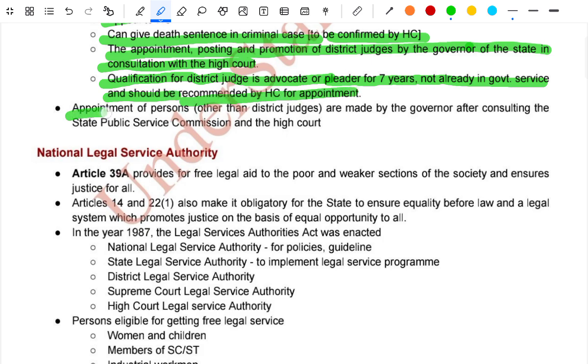The appointment of persons other than district judges is made by the Governor after consulting the State Public Service Commission and the High Court.